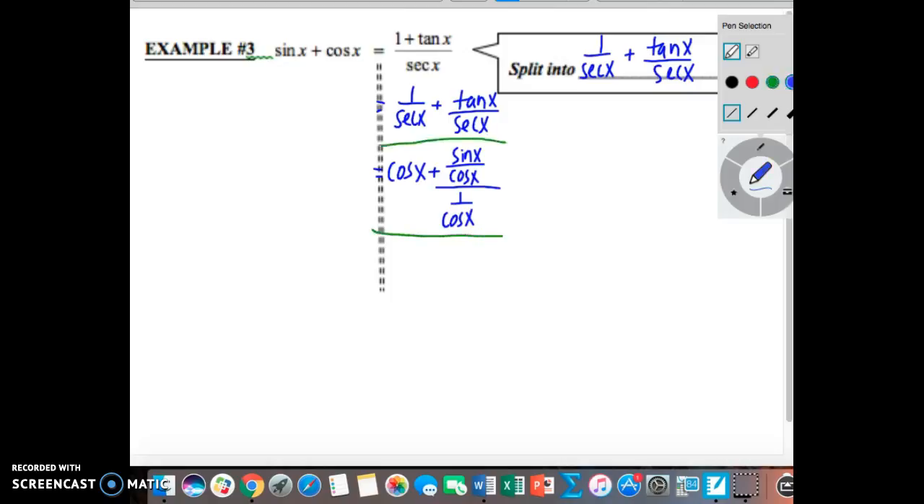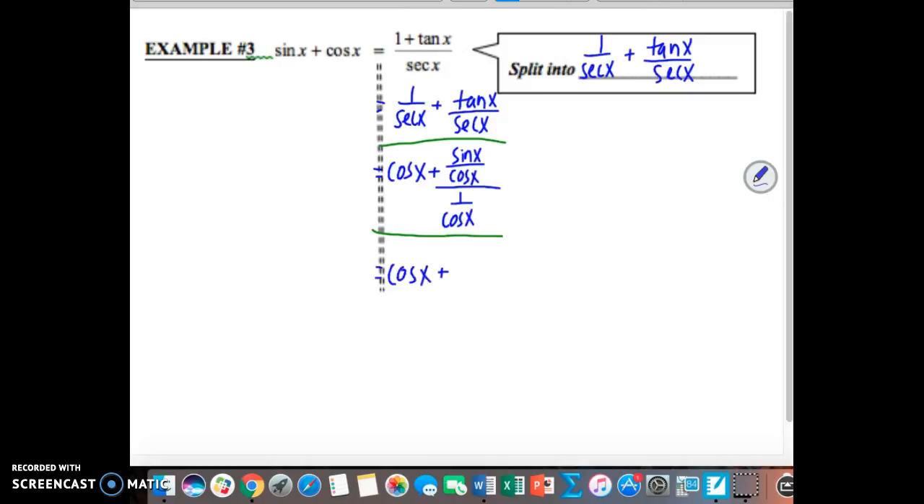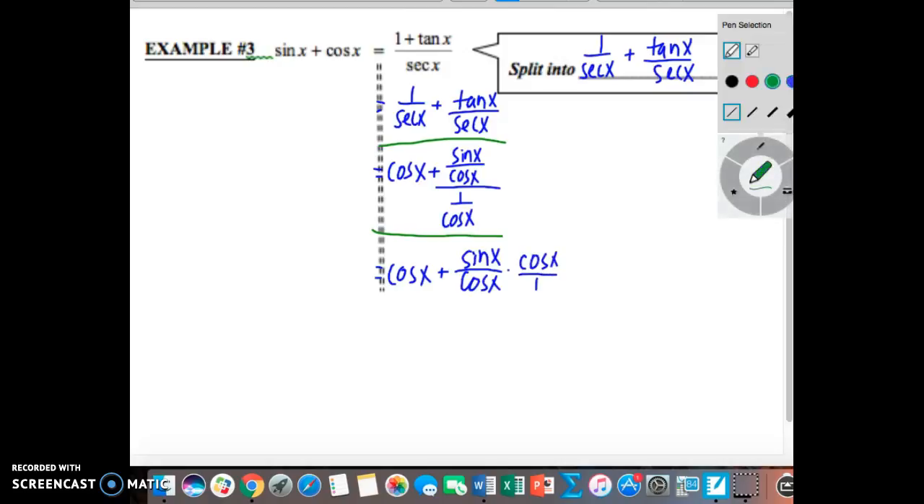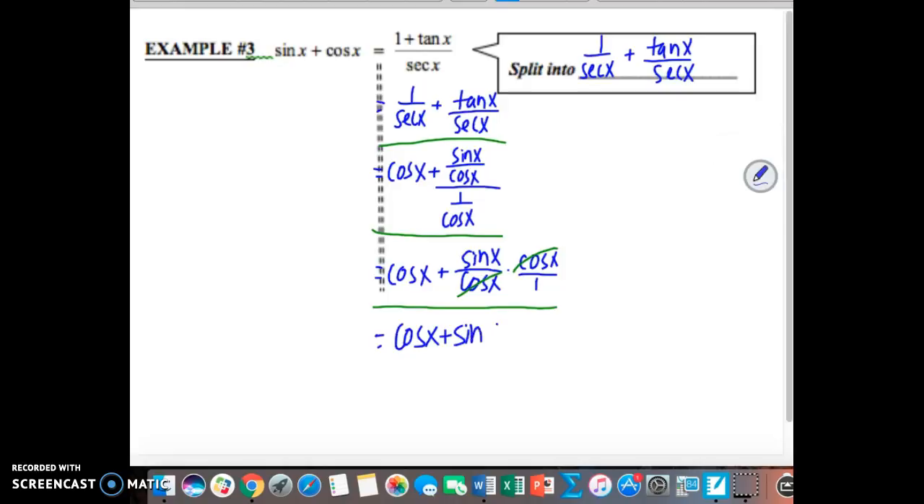Draw some lines to keep my math straight. Now we have cosine of x plus, we multiply by the reciprocal, we are left with sine of x over cosine of x times cosine of x over 1. And notice that we have a cosine of x in the numerator and in the denominator, so those can cross out. And now we just have cosine of x plus sine of x. On the right-hand side and on the left-hand side, we have sine of x plus cosine of x. So those two equal each other. So we know we verified correctly.